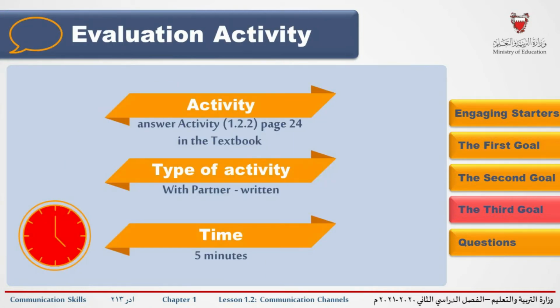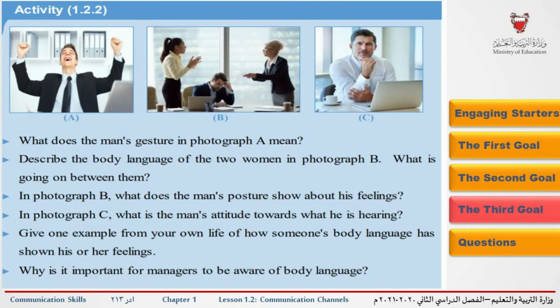Evaluation activity. Answer activity 1.2.2, page 24 in the textbook. What does the man's gesture in photograph A mean? Describe the body language of the two women in photograph B. What is going on between them? In photograph B, what does the man's posture show about his feelings? In photograph C, what is the man's attitude towards what he is hearing? Give one example from your own life of how someone's body language has shown his or her feelings. Why is it important for managers to be aware of body language? You have 2 minutes. Start.